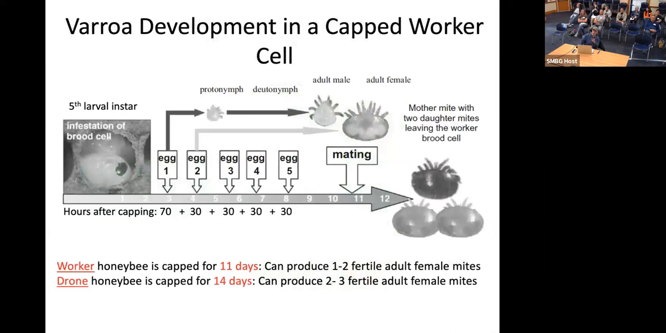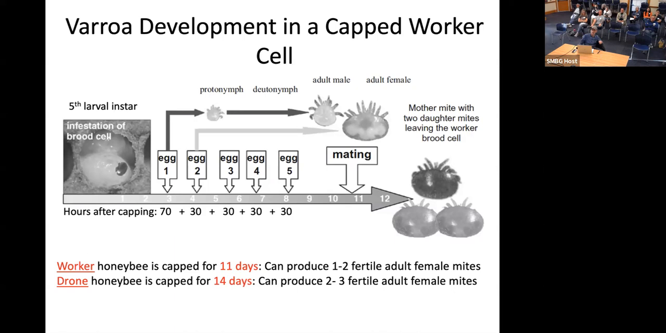And here's the process in a linear fashion. So the foundress goes in, 70 hours, first egg is laid, that is the male, develops to this stage. Another 30 hours, the second egg becomes a female, they go on and mate around day 11, and so forth. Because of the length of time of a capped worker cell, you only get 1.2 new mites from that. This shows two daughter mites and the mother coming out. But due to various factors, she may only produce 1.2 on average in a worker cell.